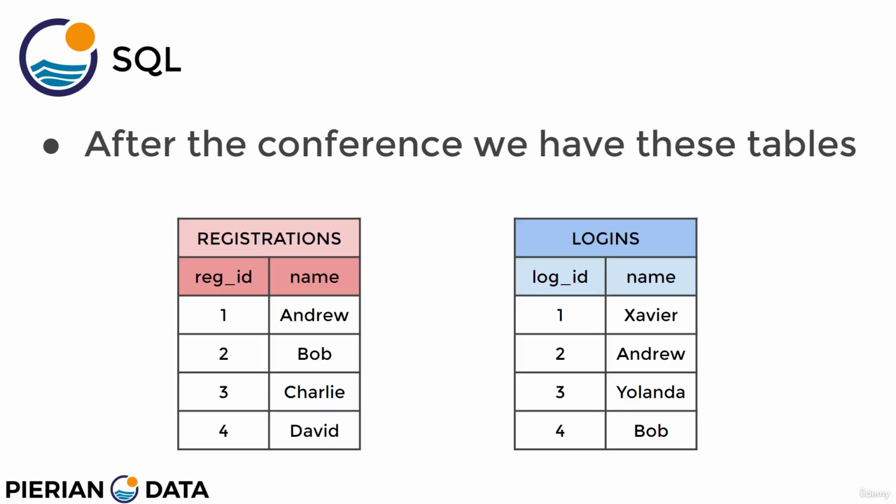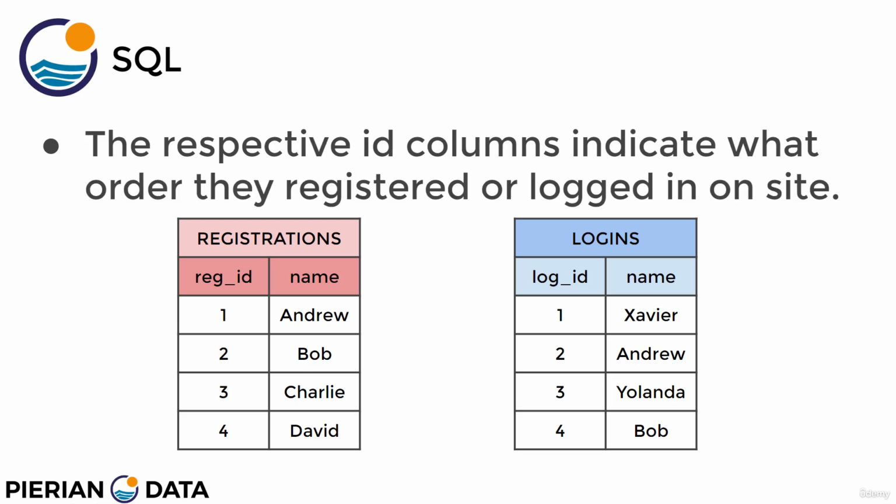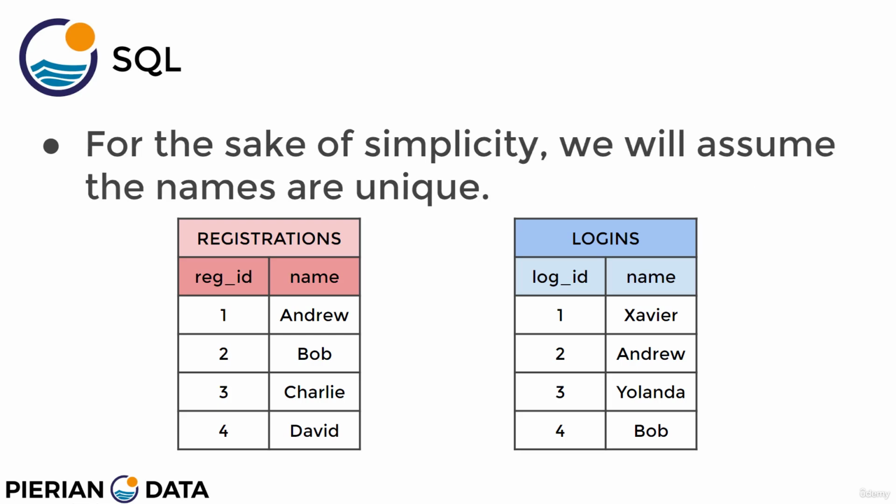So after the conference, we end up having these tables. We have a registrations table as well as a logins table. The respective ID columns indicate what order they registered or logged in on site. In the registrations table we have Andrew who registered first, then Bob, then Charlie, then David. And then we have logins with Xavier, Andrew, Yolanda, and Bob.